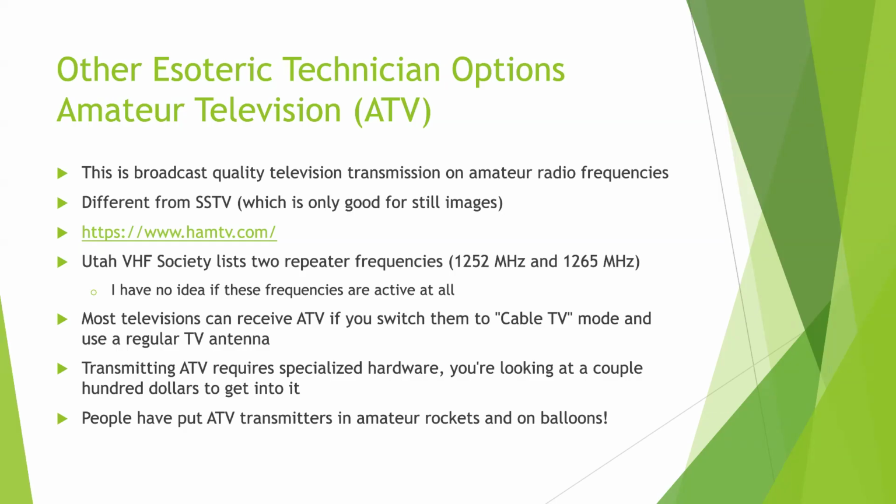But this amateur television is actual television, just like watching it on TV on amateur radio frequencies. And most TVs actually can receive this. If you switch it to cable mode, it puts it on this band that is an amateur radio band. And so with a regular TV and an antenna, you can pick this up. Now, I don't know if anybody's doing ATV around Salt Lake right now. There are 2 repeater frequencies listed in the Utah VHF Society list of repeaters for amateur television. I don't know if they're active or not. I haven't been able to tune into them and see if there's anything there or not. But this is something that can be done, right?